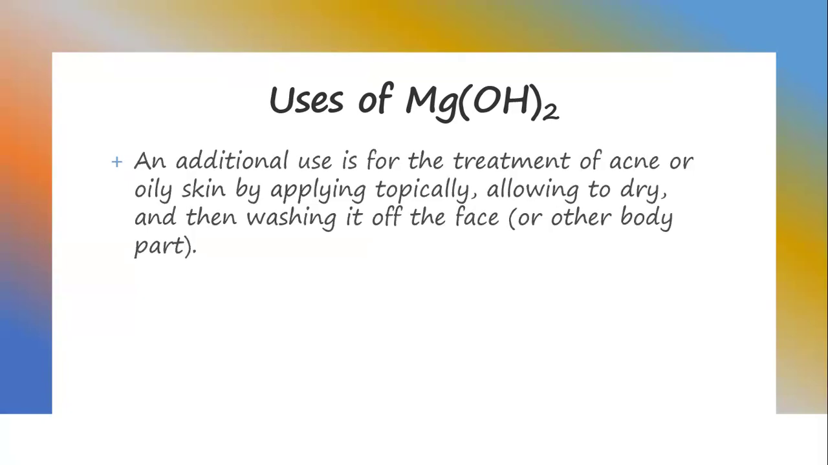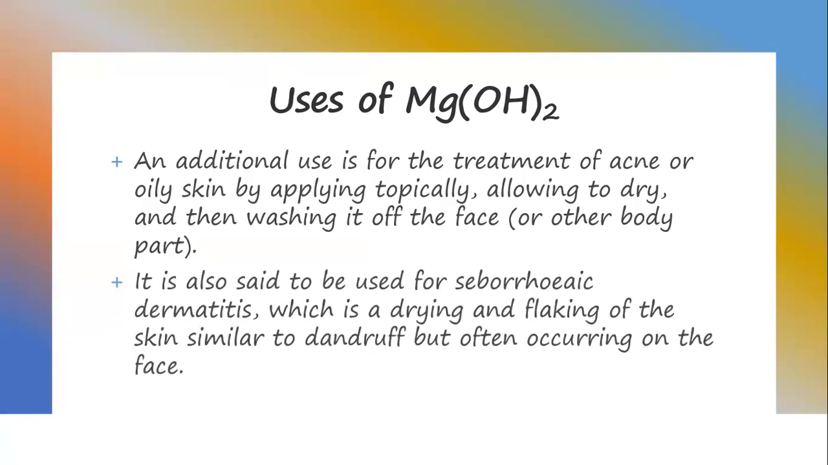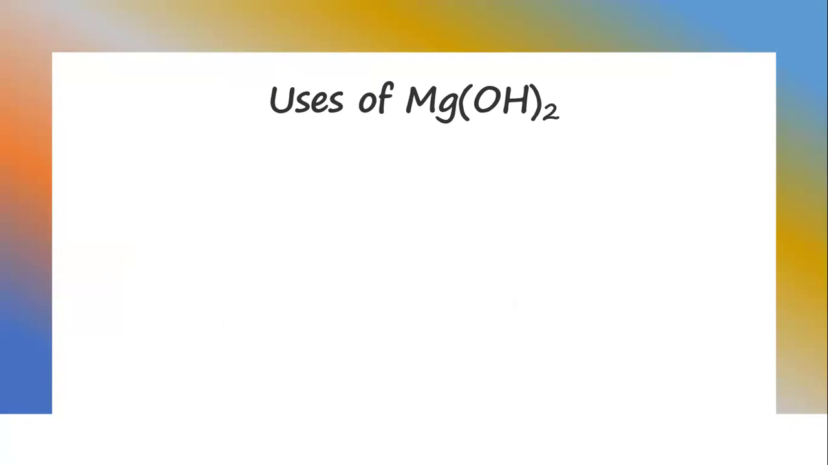An additional use is for the treatment of acne and oily skin by applying it topically, allowing it to dry, and then washing it off the face or other body part. It is also said to be used for seborrheic dermatitis, which is the drying and flaking of the skin, similar to dandruff but often occurring on the face. So that's the other use of magnesium hydroxide in medical terms.